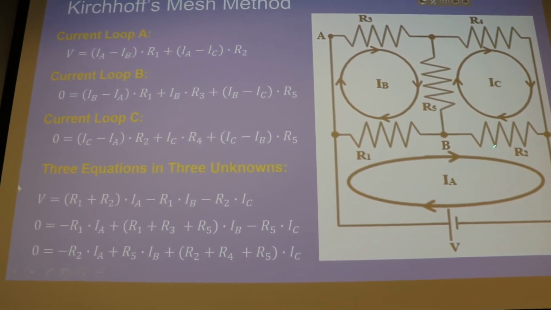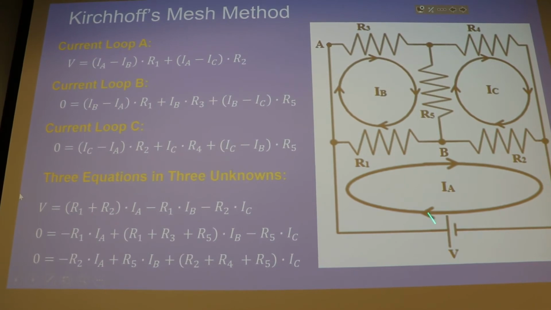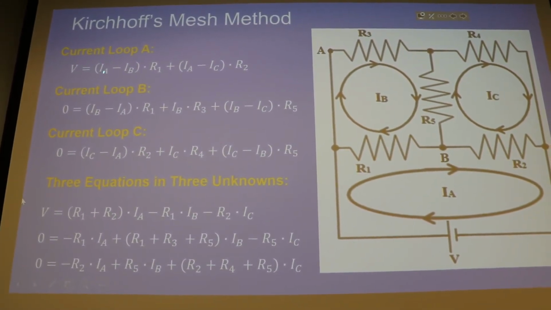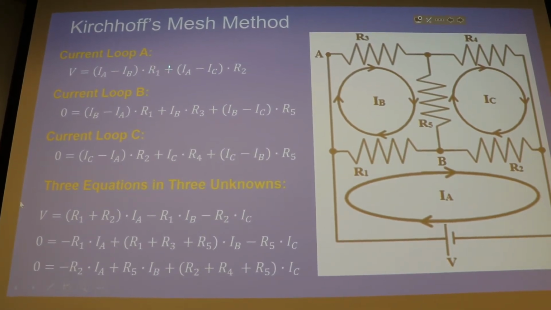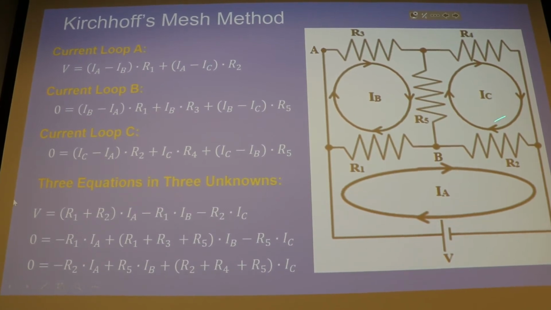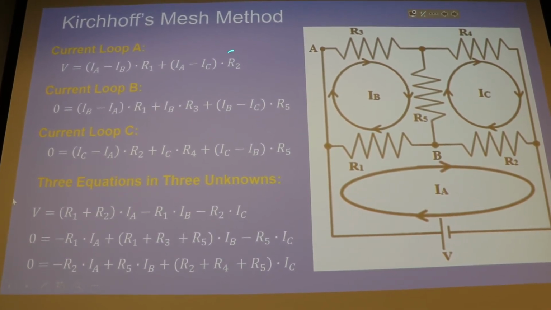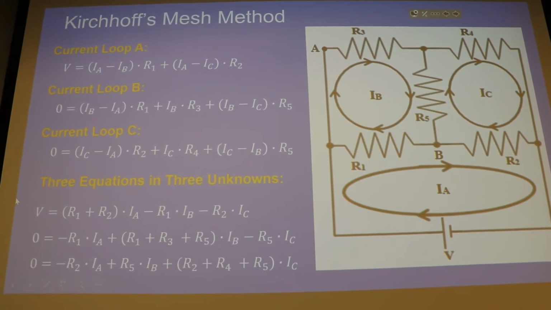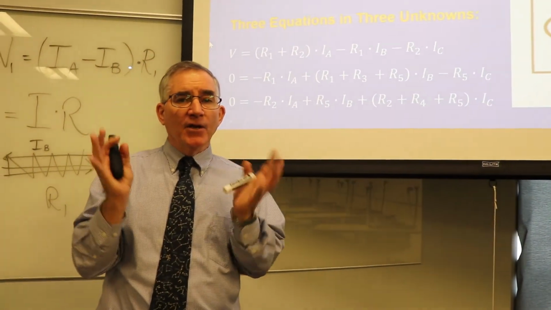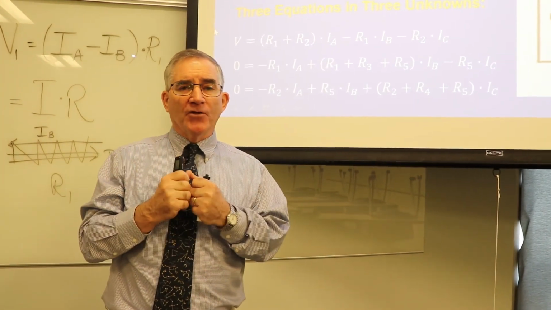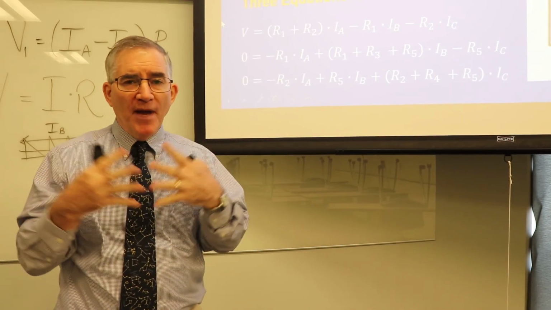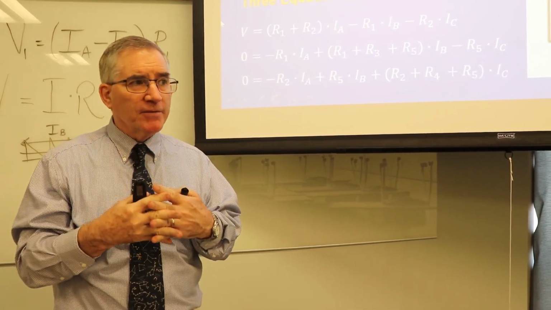So there's 2 pieces for the resistors and then 1 for the battery. So I put the battery on the left side and it equals IA minus IB times R1 plus, and then for the second resistor, IA minus IC, because remember, C is going backwards, times R2. That is Kirchhoff's 2 rules put together in one statement. Okay, it's called the mesh method. It's called Kirchhoff's mesh method. We're meshing the 2 rules together.